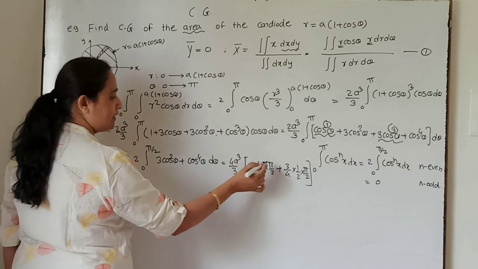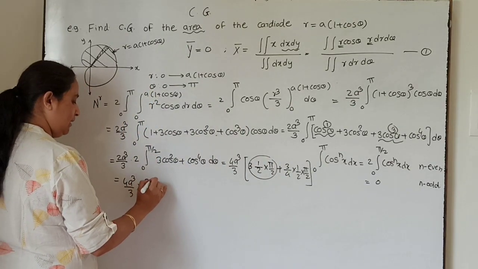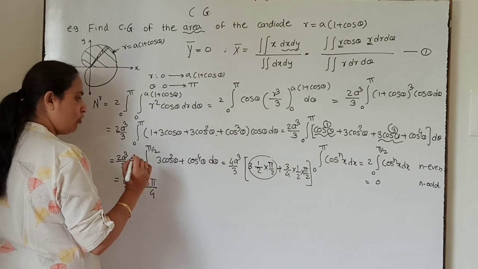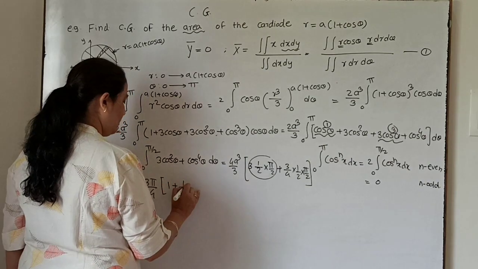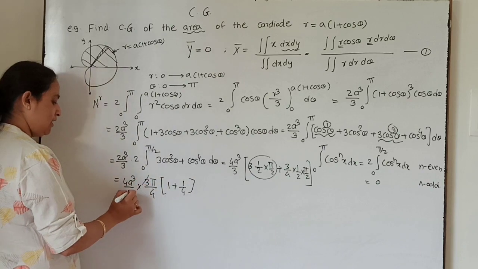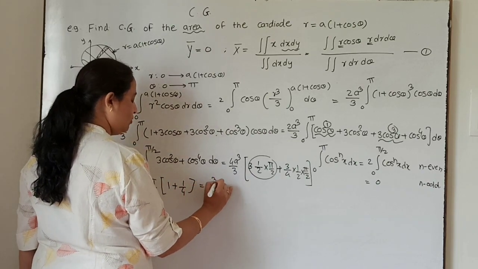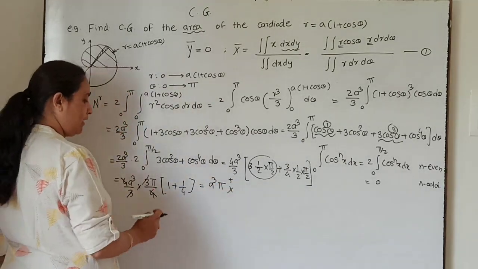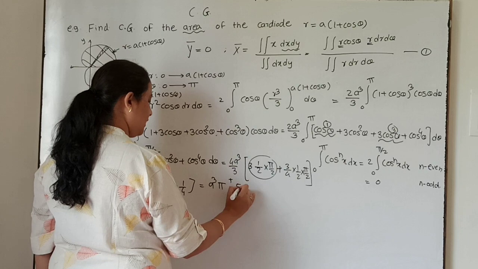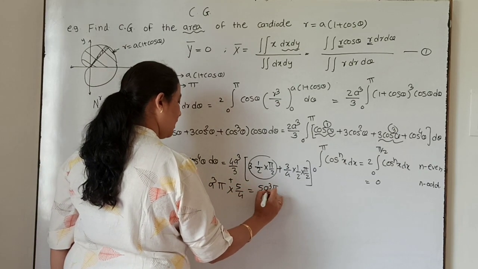What is common? This 3 by 4 pi is common. If I take 3 pi upon 4 common, inside the bracket you have 1 plus 1 by 4. This 3 will get cancelled, this 4 will get cancelled. You have a cube pi into 1 plus 1 by 4, which is equal to 5 by 4. So your answer is 5a cube pi upon 4.